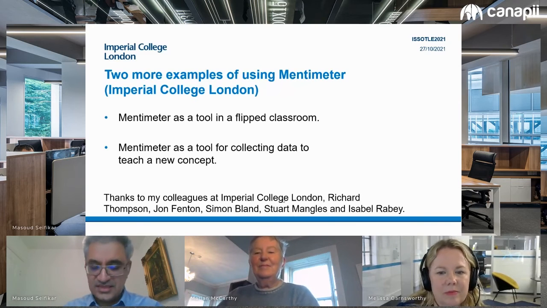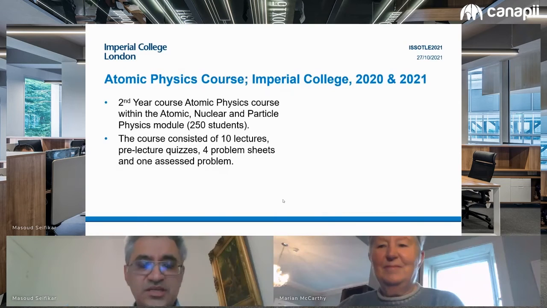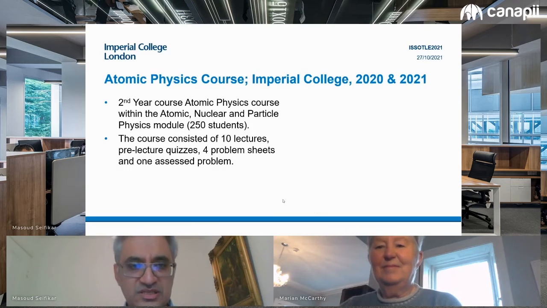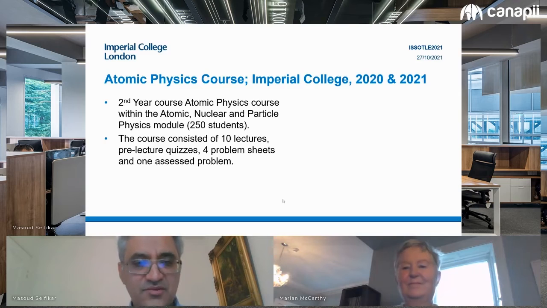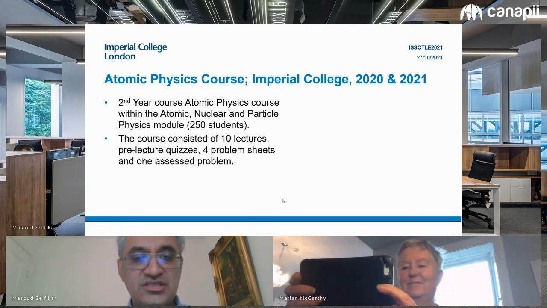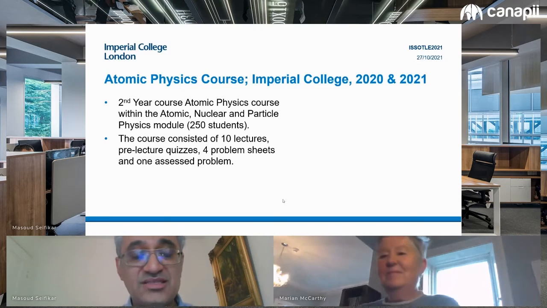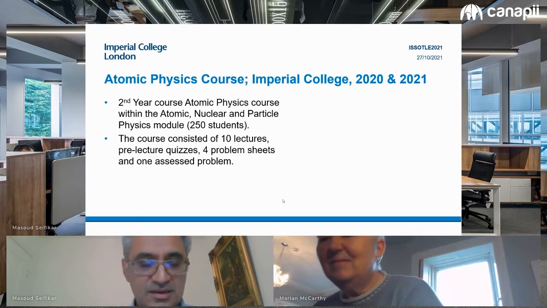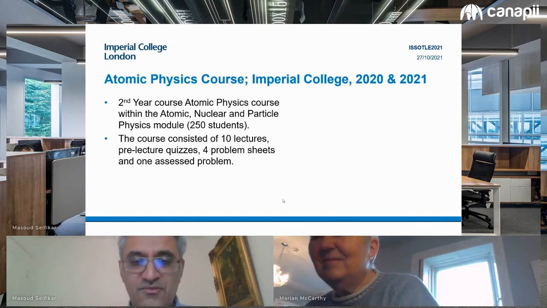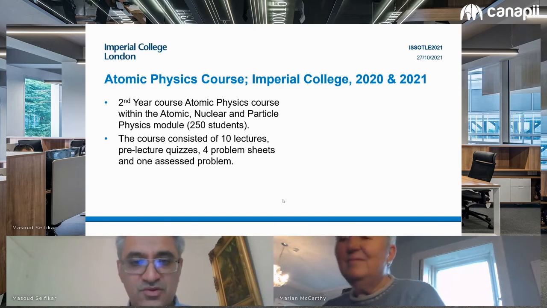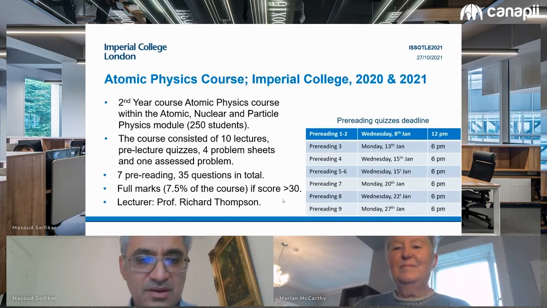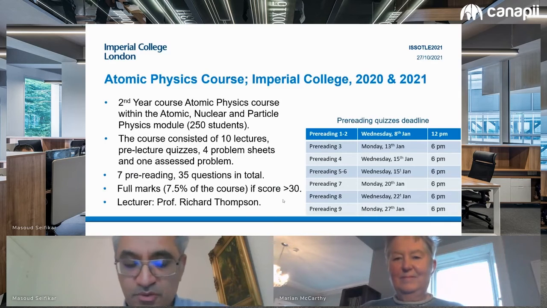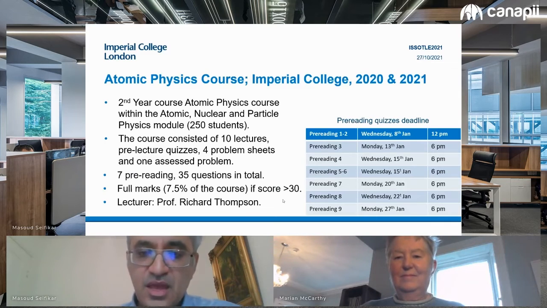I have two different examples from Imperial. The first one is for the atomic physics course. It's a second year course. There are 10 lectures, and we provide pre-reading materials and pre-reading quizzes there. It's only to give some overall picture of the course. And we have problem sheets, and we have 7 pre-reading materials and questions. And Richard Thompson is presenting this.